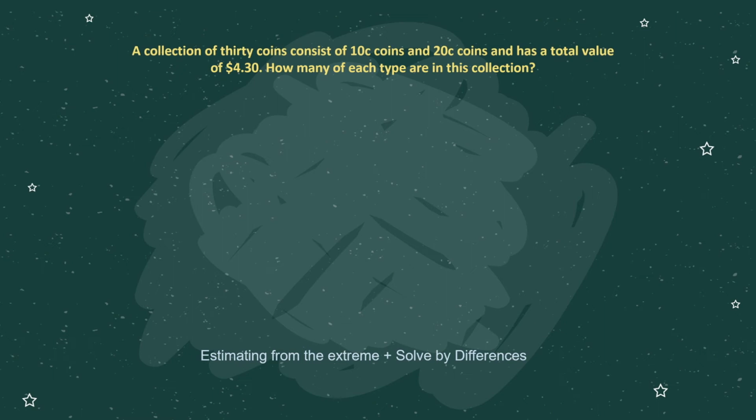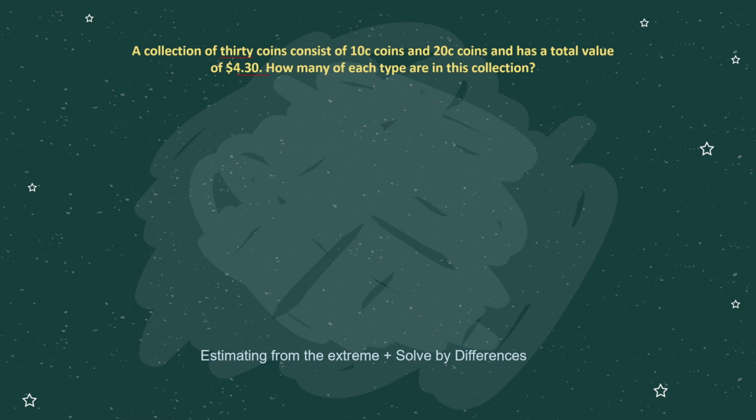A collection of 30 coins consists of 10-cent coins and 20-cent coins and has a total value of $4.30. How many of each type are in this collection? This question looks and feels very different to the one that we just solved, but it is actually the same. We have two types of items, 10-cent coins and 20-cent coins. We have two sums. There's 30 coins altogether and the value of $4.30. Finally, we have a fixed difference. The value difference between the 10-cent coin and the 20-cent coin is always 10 cents.